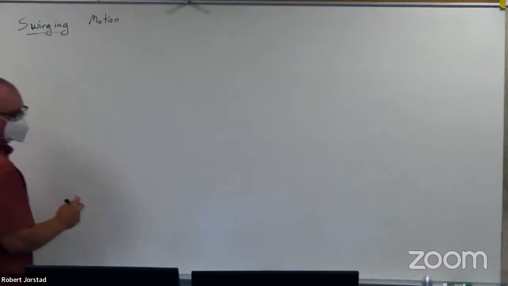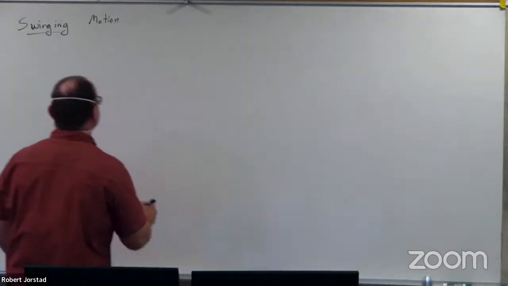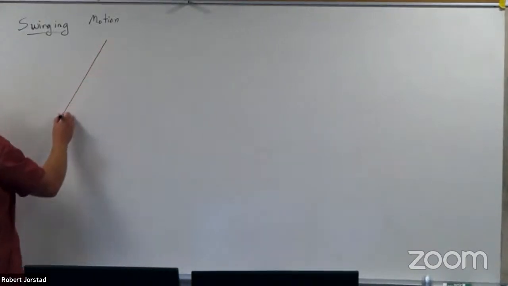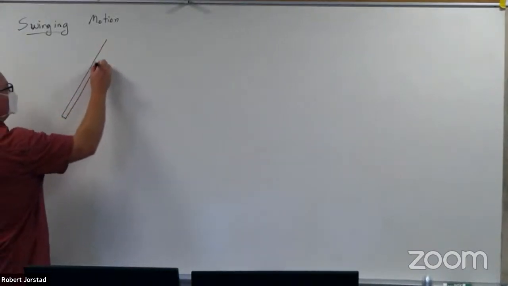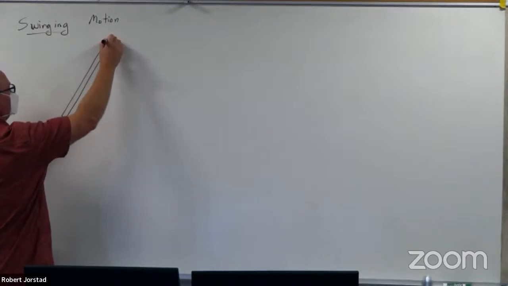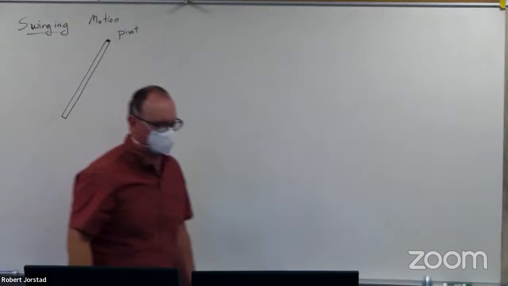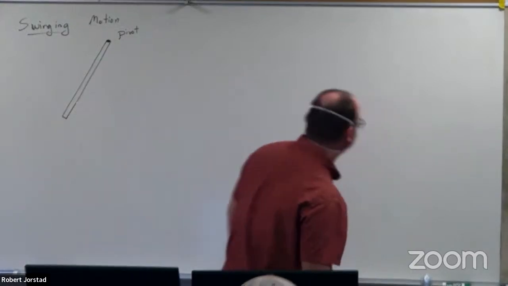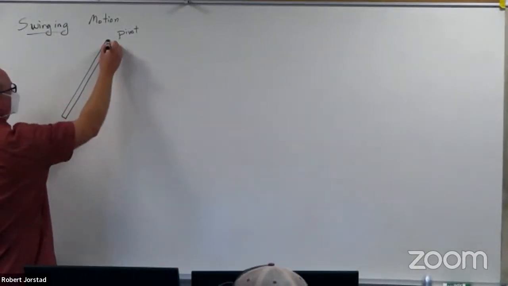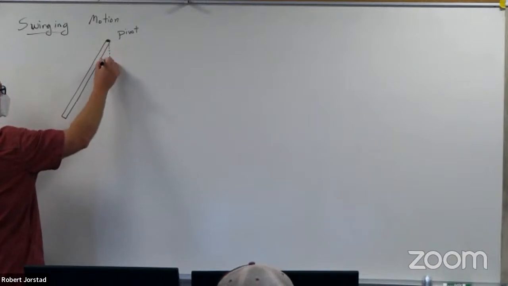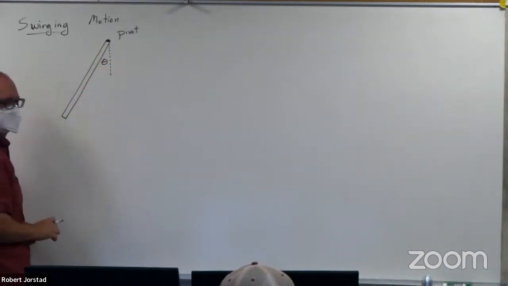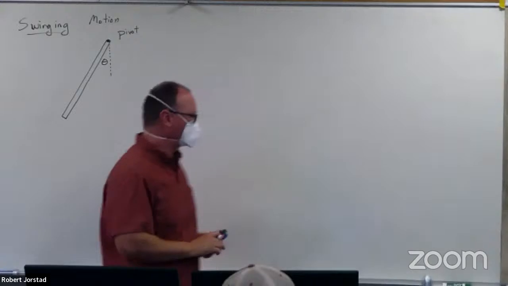So this is the second to last piece of chapter 10 that we need to cover, swinging motion. And the idea here is we've got some pendulum here. Okay, and there's going to be a pivot point. There might be some angle. And maybe we'll even throw a point mass on it.